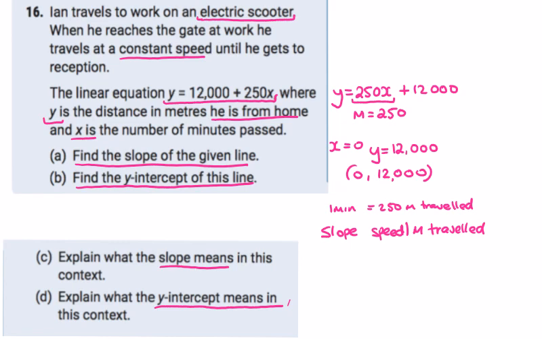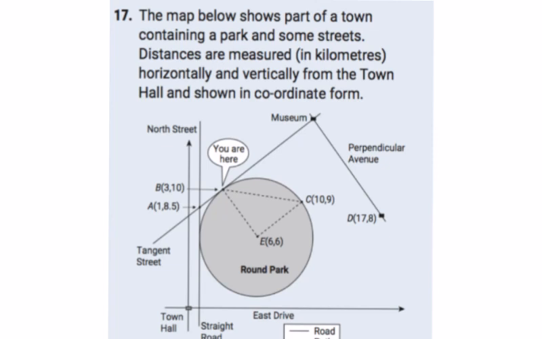In question 17, we have this detailed map of a round park and some streets and some avenues and museums. We have the point B (6, 6), C (10, 9), and (3, 10) given. This point here, A (1, 8.5), is given. And we have this point here, D, and we have a museum at the corner here. So distances are measured in kilometers, horizontally and vertically from the town hall, as shown.